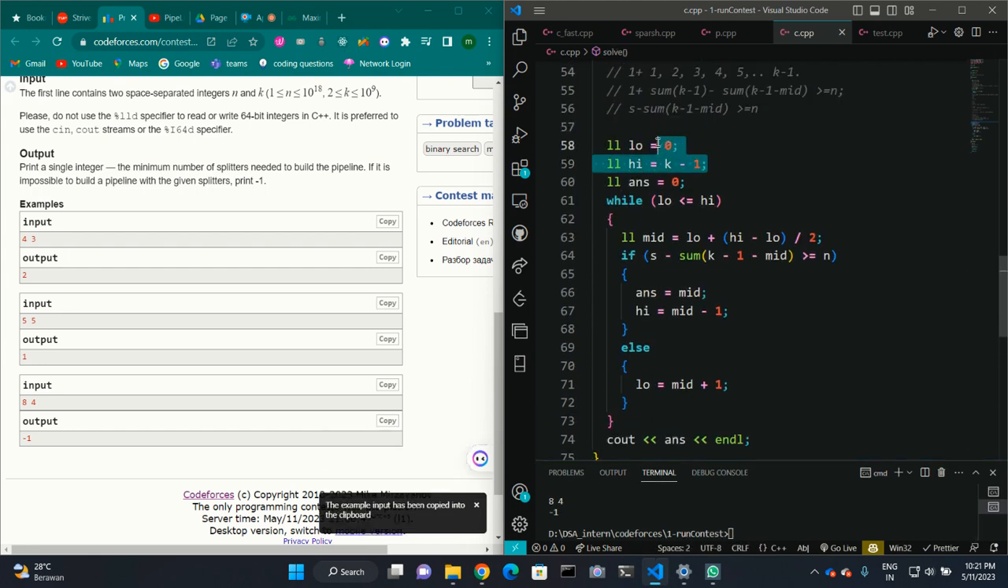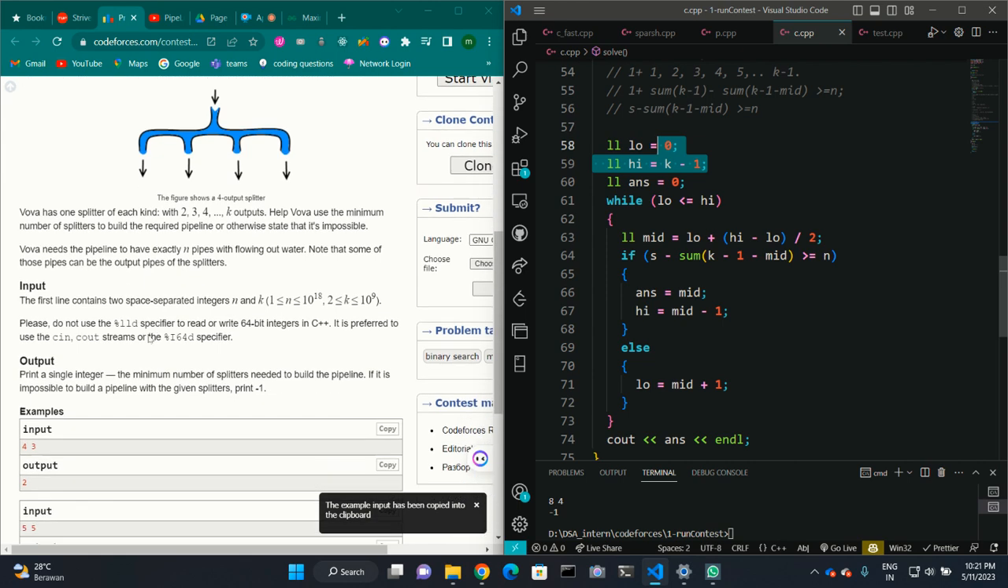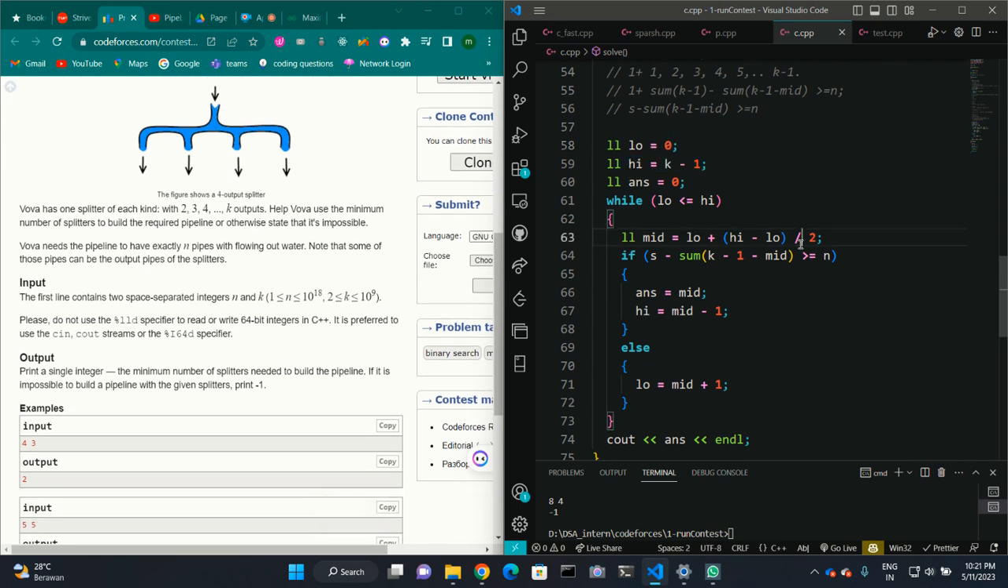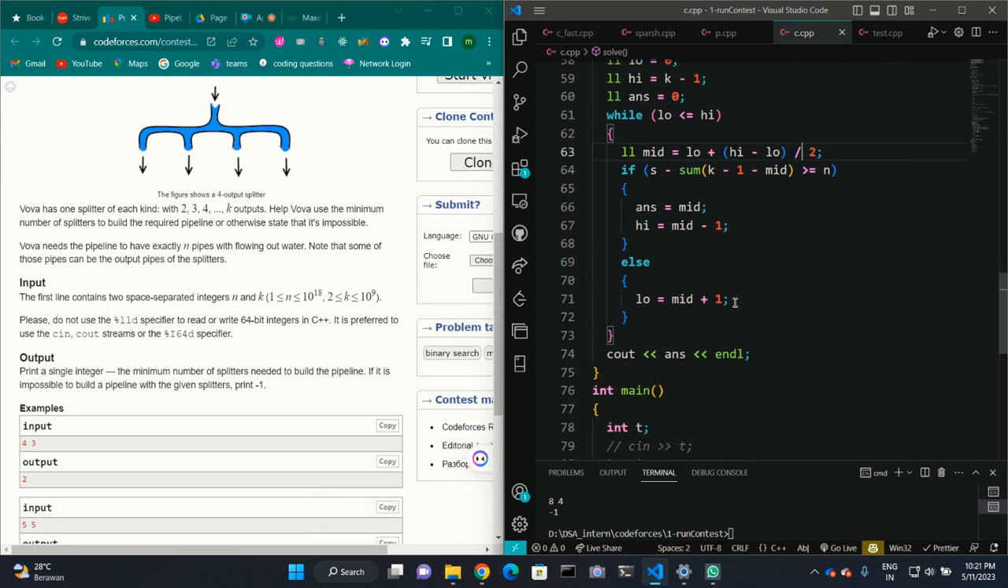Are you sure the answer is in 0 and k minus 1? Because they are giving k minus 1 splitters. Okay, yes. Dude, how did I get answer minus 1?